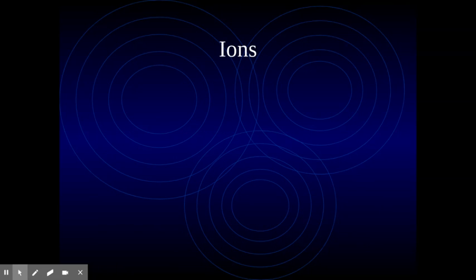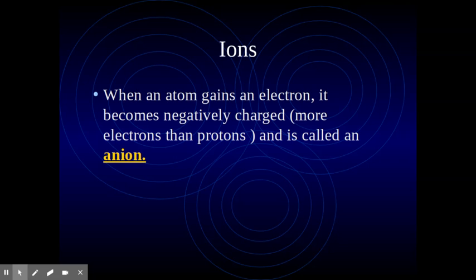Okay, so let's take a look at what ions are. When an atom gains an electron, it becomes negatively charged. So now it's going to have more electrons than protons. Remember, electrons are negatives. So we're going to call that an anion.